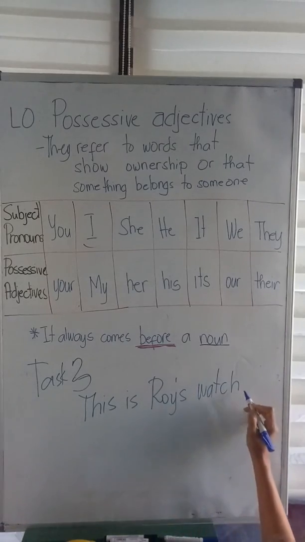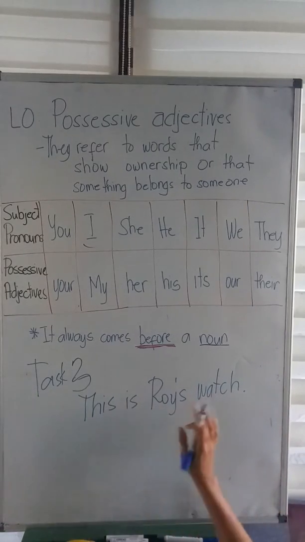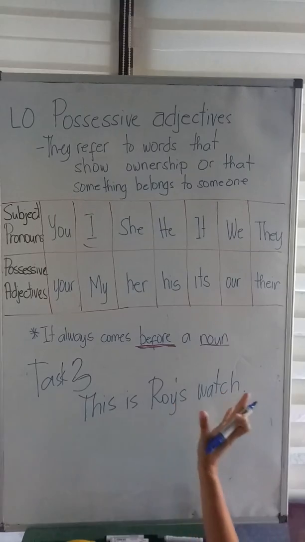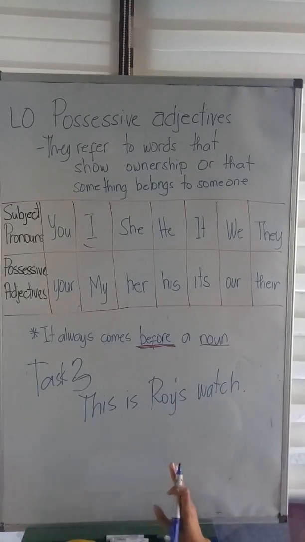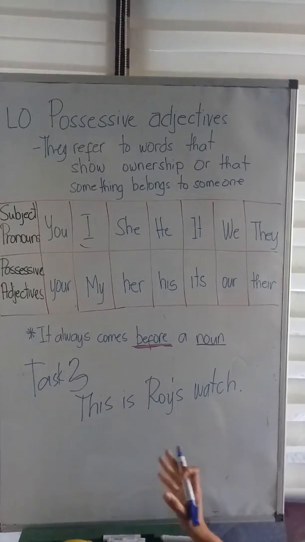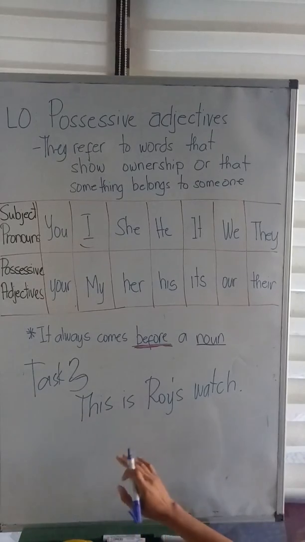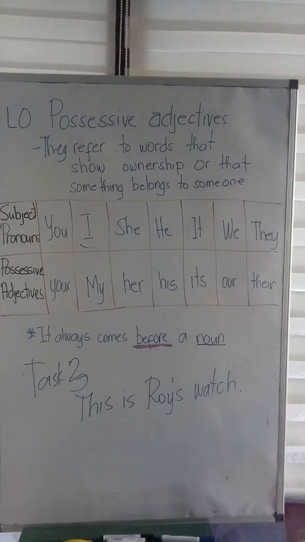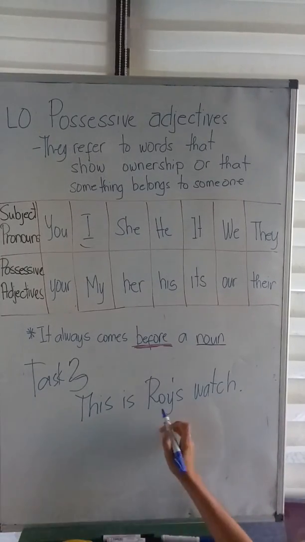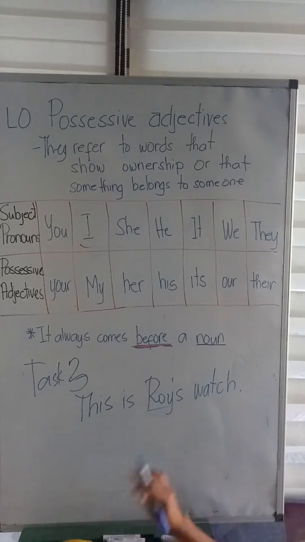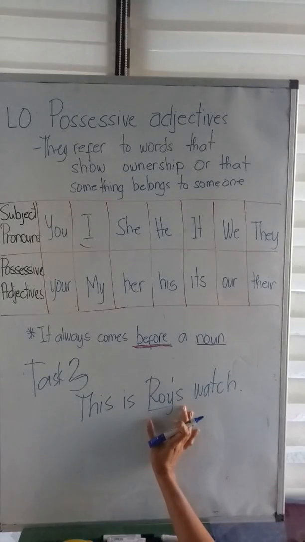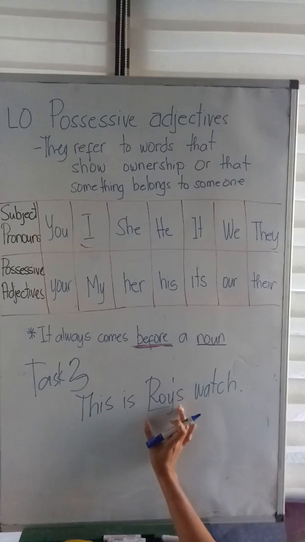Now you have to check the sentence. Since we're talking about possessive adjective, you have to think who owns something. So in this sentence, this is Roy's watch. Who owns the watch? Roy owns the watch. Now this is a noun, a proper noun. You just convert it to a subject pronoun for you to get the possessive adjective equivalent.